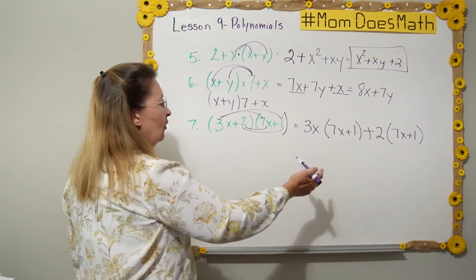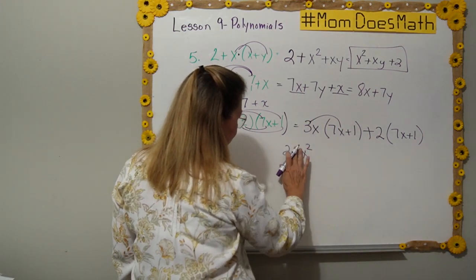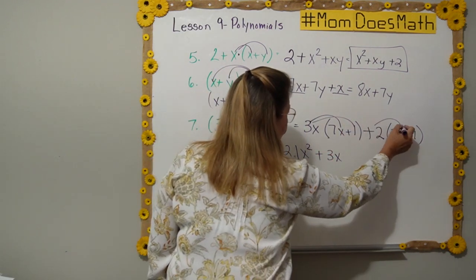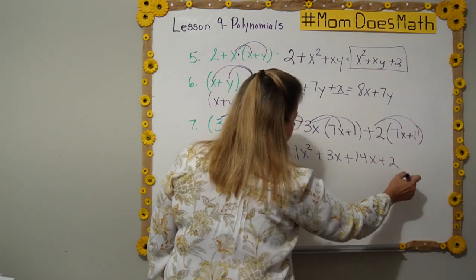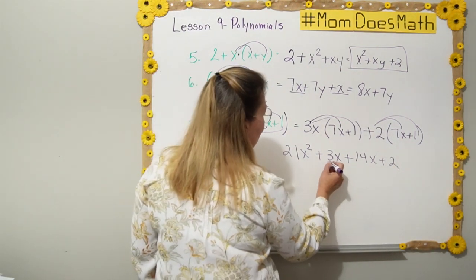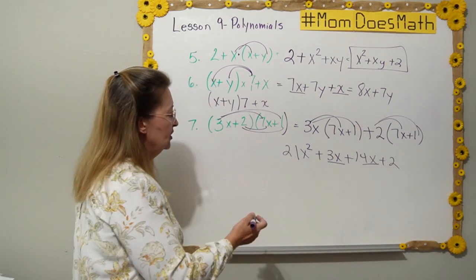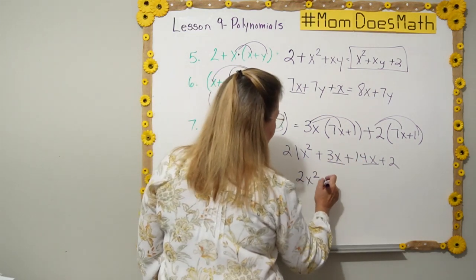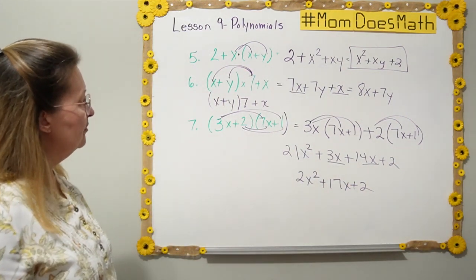So what would we do now? 3x times 7x is 21x squared. And then 3x times 1 is 3x. Right here, 2 times 7x is 14x, and 2 times 1 is 2. Okay? Now you got to look and see if there's anything that you can combine. These two have matching variable parts, so I can add them. You add the coefficients. 21x squared is not going to change. 3x plus 14x is 17x plus 2. Okay, let's look at some more.